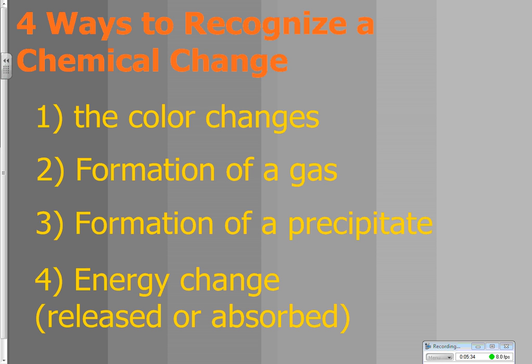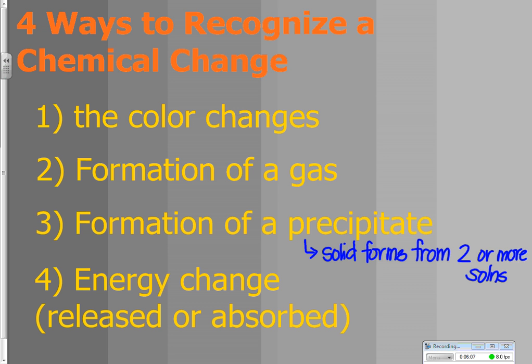Number 3, formation of a precipitate is when a solid forms from 2 solutions. Now this is hard to imagine, and so our next class period will show you what that looks like. We'll do an example of this in class, but for now it's important to note that a precipitate is a solid that forms from 2 or more solutions, and I'll show you this as a demonstration.